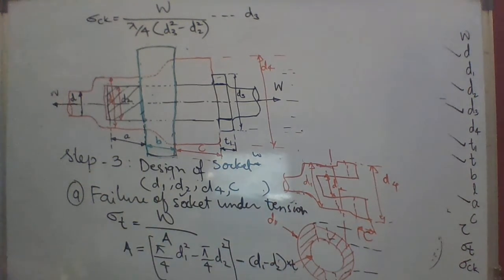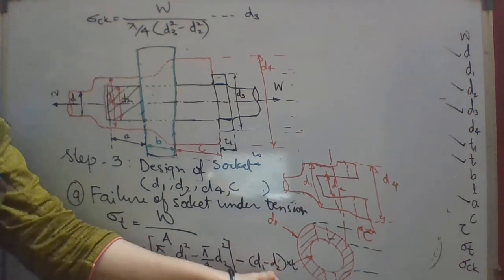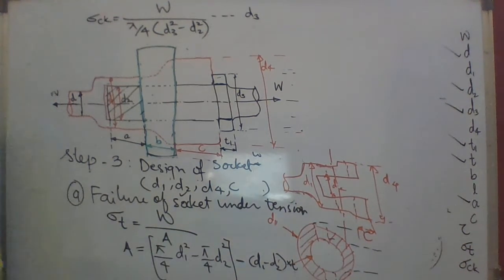So the area for the socket which is under maximum tension is A is equal to pi by 4 D1 square minus pi by 4 D2 square minus D1 minus D2 into t.